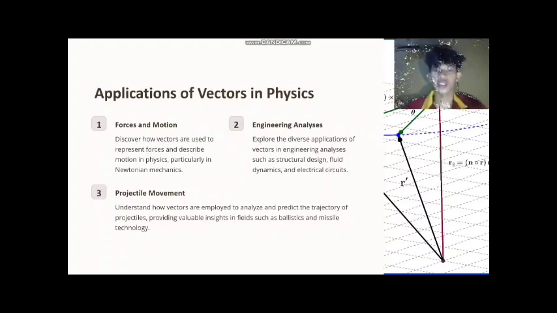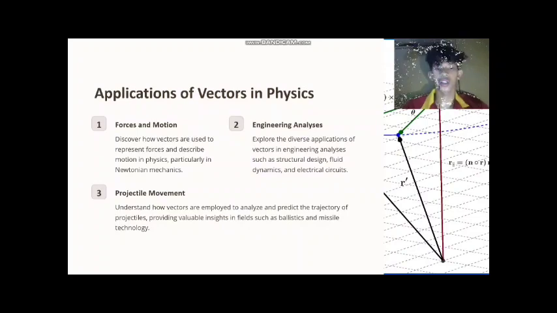Applications of vectors in physics. Number 1. Force and motion. Discover how vectors are used to represent force and describe motion in physics, particularly in Newtonian mechanics. Number 2. Engineering analysis. Explore the diverse applications of vectors in engineering analysis, such as structural design, fluid dynamics, and electric circuits. Number 3. Projectile motion.